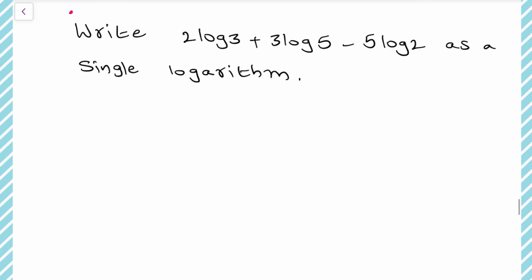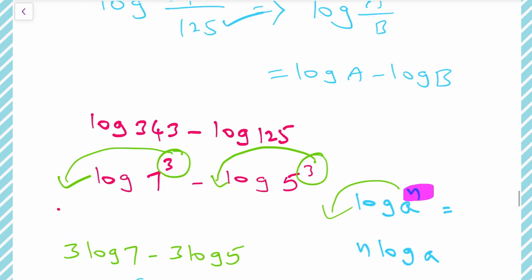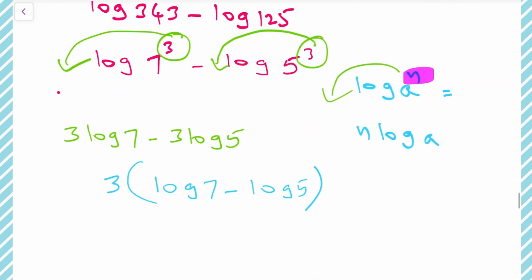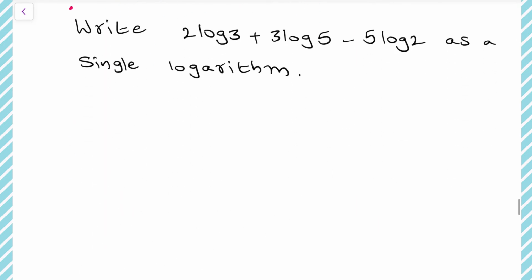Next question. Write 2 log 3 plus 3 log 5 minus 5 log 2 as a single logarithm. In the previous question, they gave a very small question and we expanded it into a little bigger one. In this case, they only gave a very big question and we need to make it small. So in this case, we will use the formulas in reverse now. For example, we have log A power m equals m into log A. Till now, in the previous case, we used this one. If a power is there, it will come to the front.